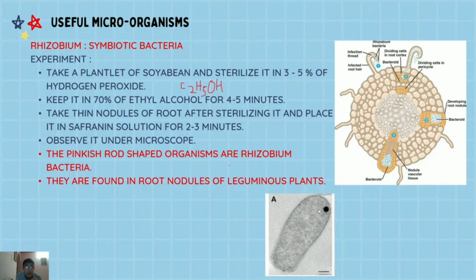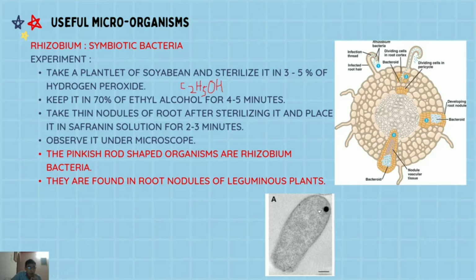They are found in root nodules of leguminous plants. We have to keep this in mind, that Rhizobium bacteria are found in root nodules of leguminous plants. So the plants which are leguminous in nature, we can find this bacteria in those plants only. As we can see, this is the root nodule, and in this root nodule you can find the Rhizobium bacteria. Now this is the microscopic image of Rhizobium.